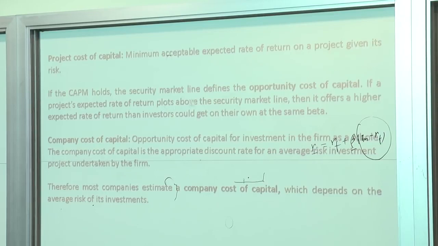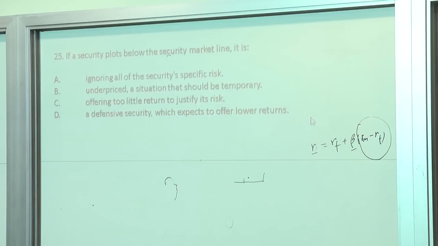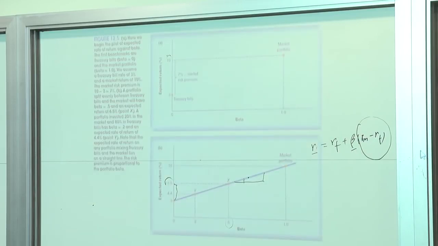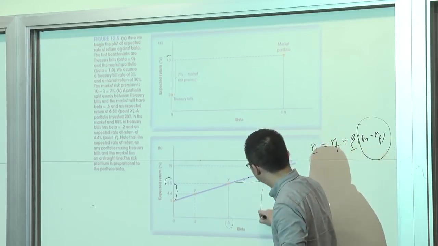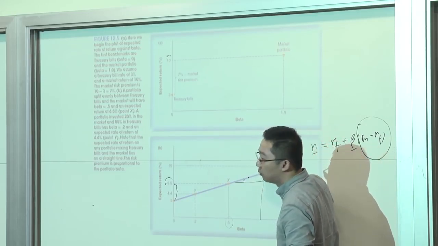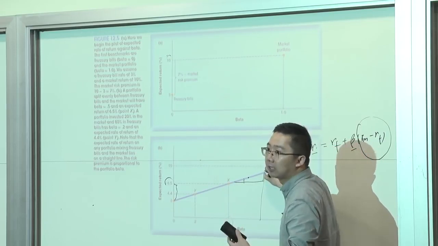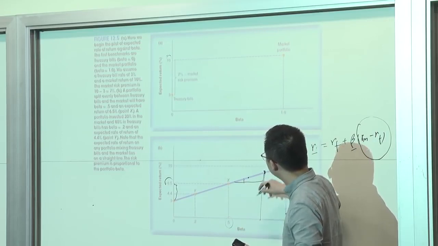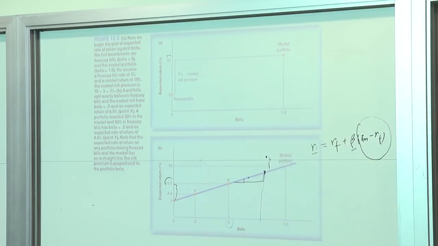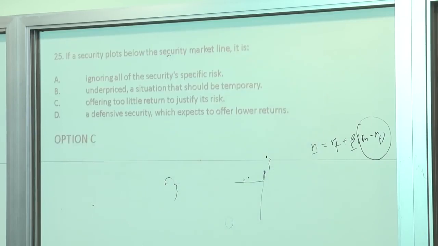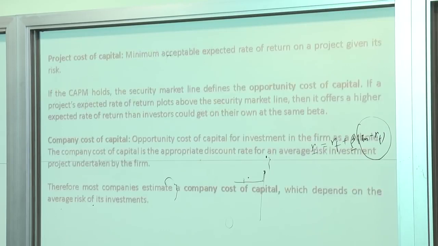If a project's expected rate of return plots above the security market line, it then offers a higher expected return than investors could get on their own with the same beta. So that means, in reality, if we take some beta like here, this is the level of return that we should be able to get, or we should expect. But if the project gives a return higher than that, that's a good project, right? That gives a higher return than what investors could get on other projects with similar risk.